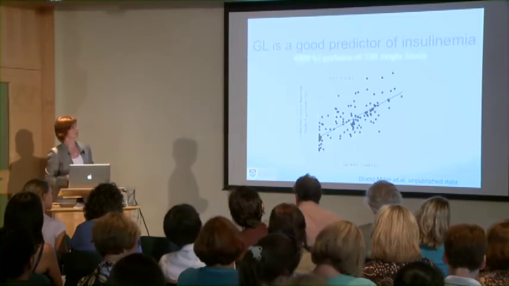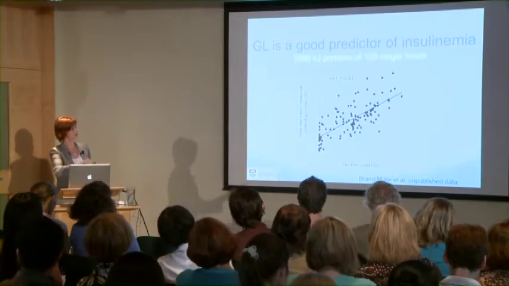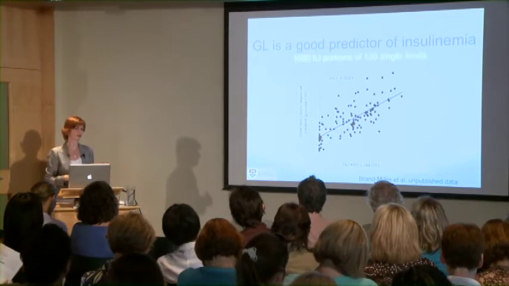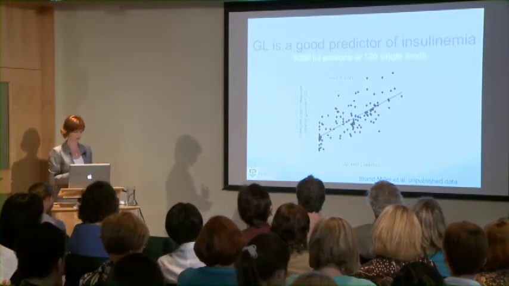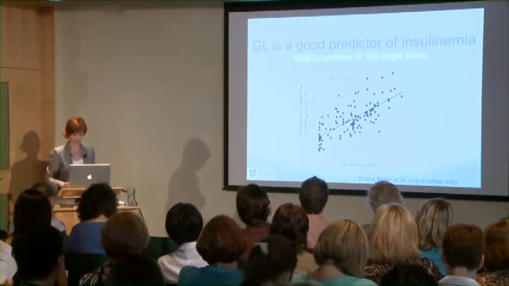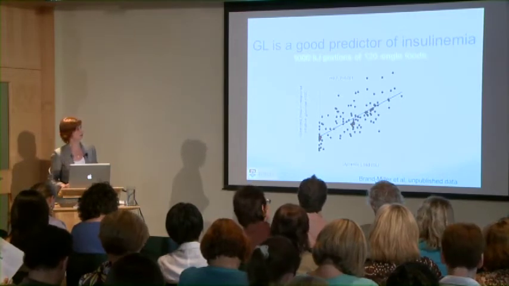All right, glycemic load is also a really good predictor of insulinemia. So this is one of the questions about the glycemic index. Does it predict insulin responses? And the answer is yes. So the multiplication of carbohydrate times glycemic index is your best predictor of postprandial insulinemia.